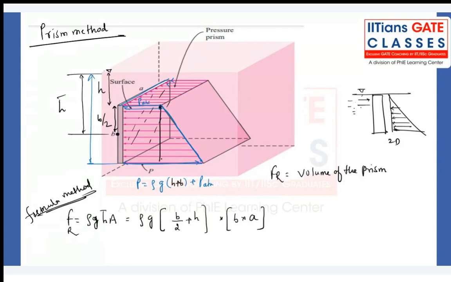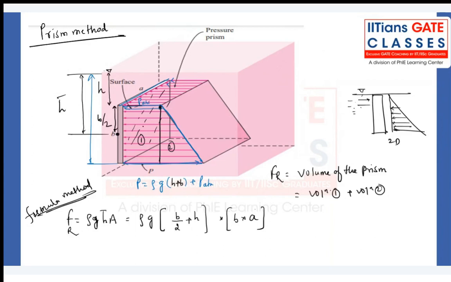This particular prism is made up of two things: one, this one, and second, this one. You try to calculate volume 1 and volume 2, volume 1 plus volume 2. Neglect the atmospheric pressure. Or if you also consider the atmospheric pressure, then what can you write, my dear friend? Tell me, guys, what is this pressure? How do we calculate the volume of prism 1? What will be the volume of prism 1?